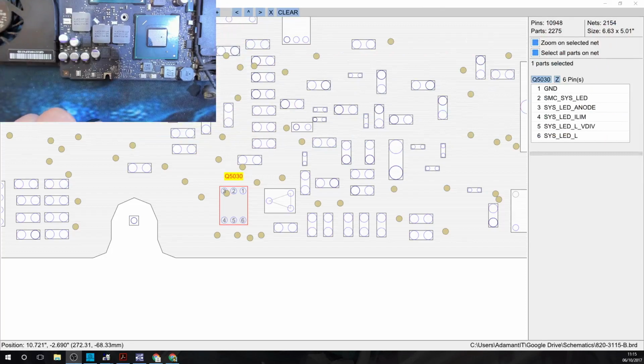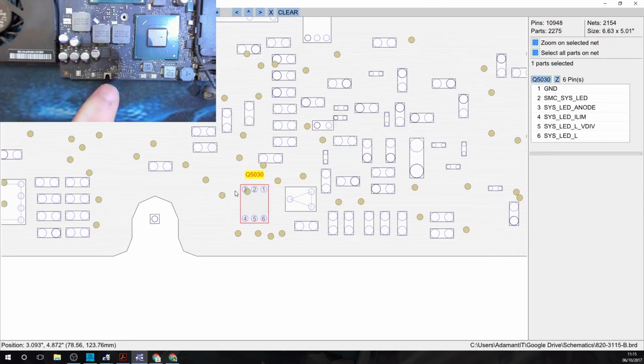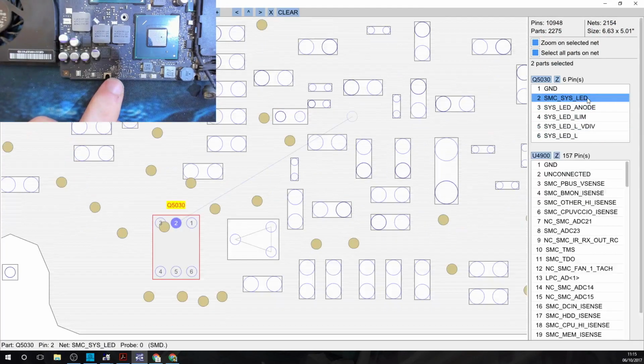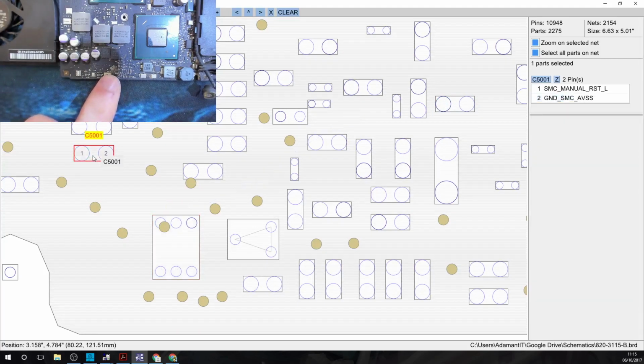Okay, so on the board view, we've got a small chip down here, and this is SMC Sys LED. So we've immediately got something that goes to the SMC, which is a poor start. Well, it's good towards us finding out what's wrong. What about these? These are all sketchy as hell. SMC manual reset, PP3V42, which is SMC power.